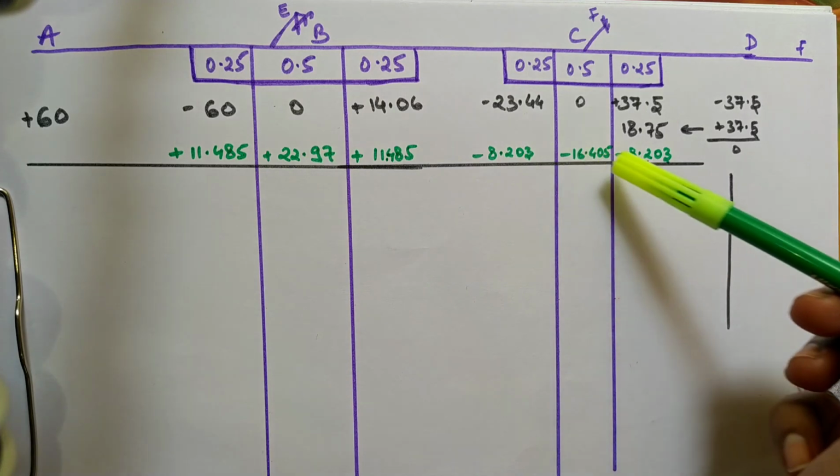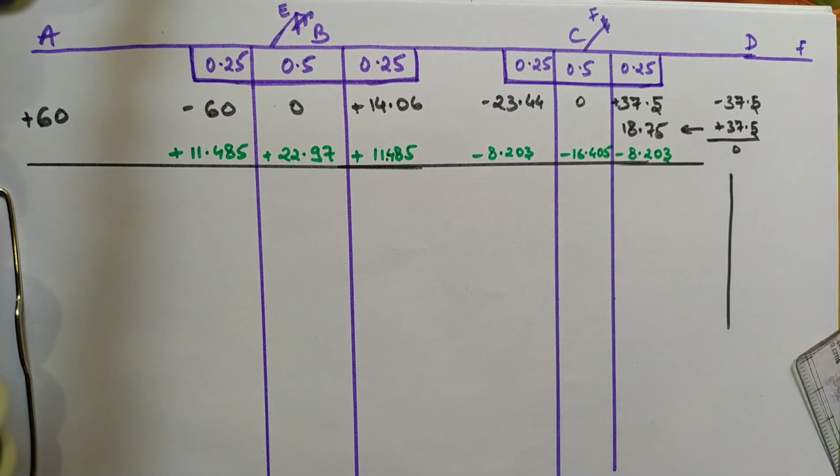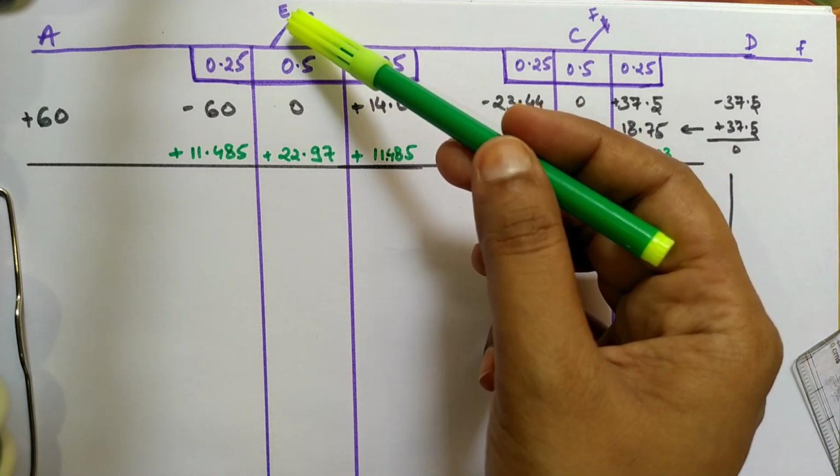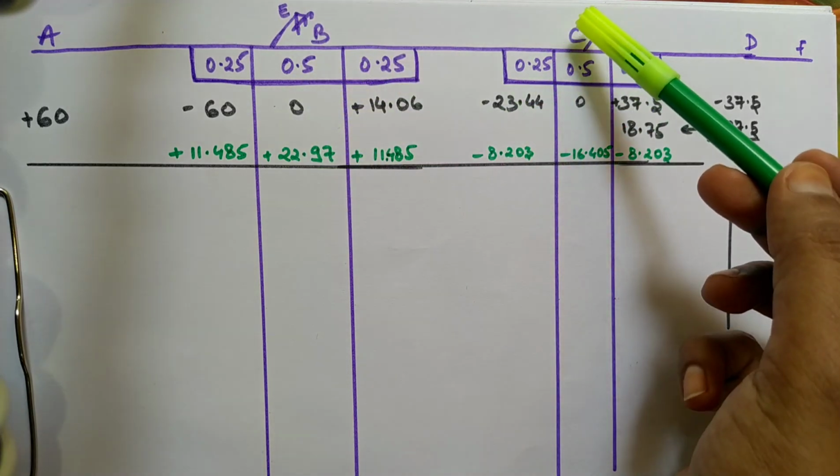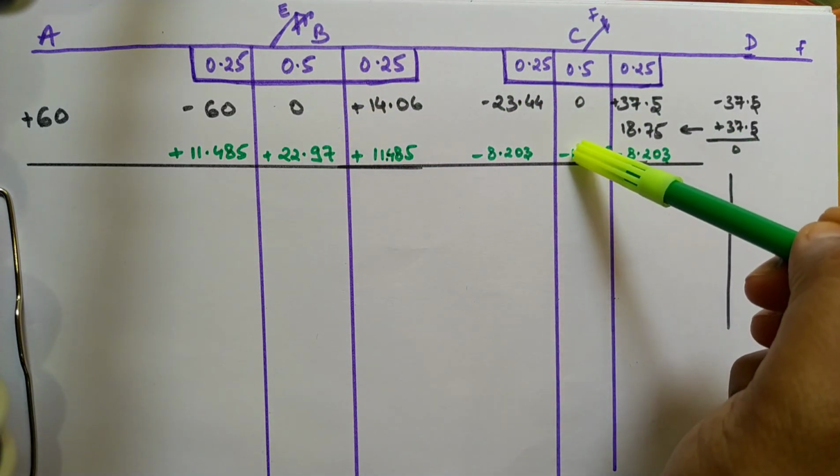Now it's time to distribute the moment. So wherever you find a fixed joint, we'll be distributing the moment, half of it with the sign onto the fixed member.